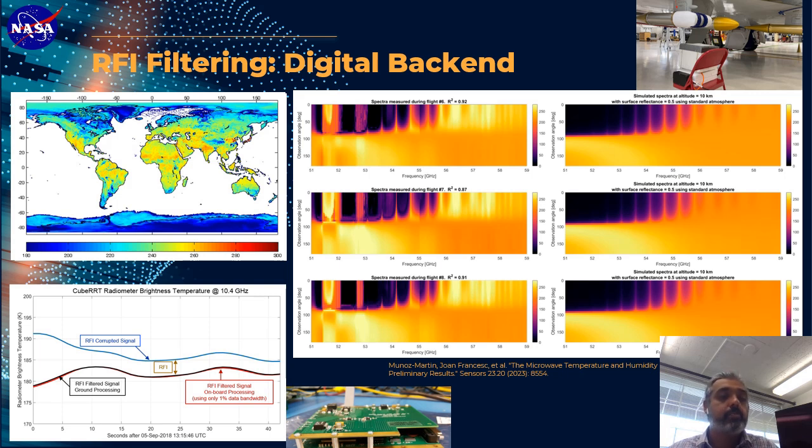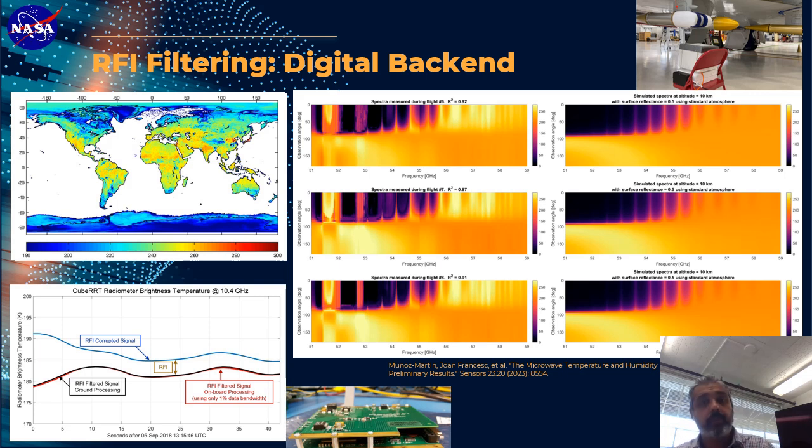Plot on the bottom left is this CubeSat called Qbert that was launched 2018 that had these wideband RFI detectors, and it clearly showed between the blue and the red the potential of doing real-time RFI filtering. A good consequence of this was we started implementing these complex algorithms on digital backends. We started implementing these high-end spectrometers on digital backends that not only helped us with RFI, but we actually started using for science itself, which is the plot on the right from one of my colleagues, Juan Francisco Munoz, where we use these digital backends, these spectrometers, to actually measure the full spectra.